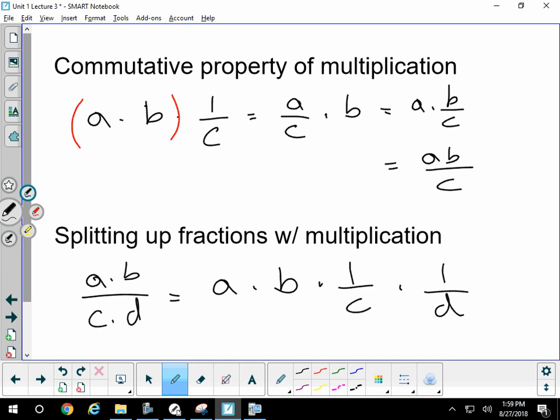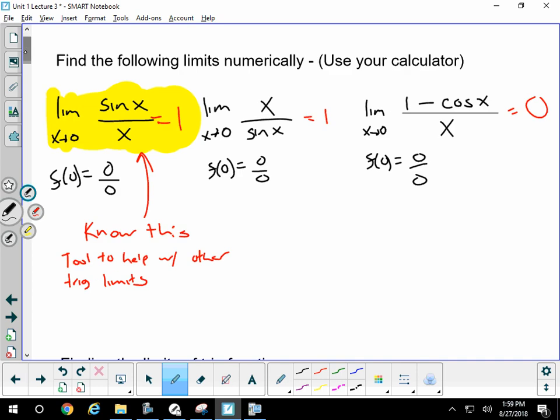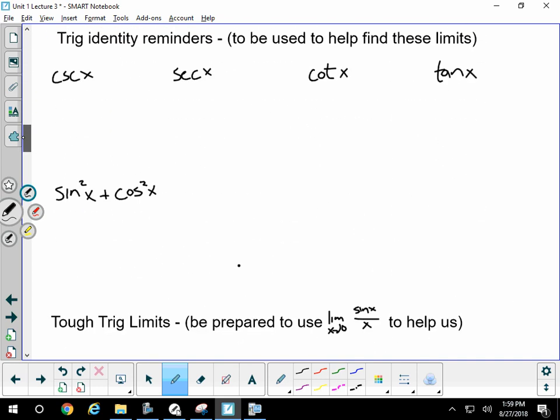Okay, and that's a over 1 times b over 1 times 1 over c times 1 over d. We can multiply the numerators together, the denominators together, and we get a times b over c times d. All right, so we're going to use that.